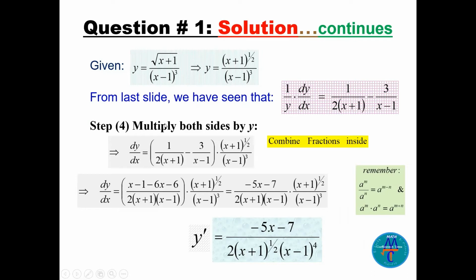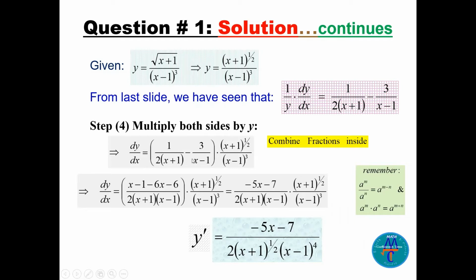All right. Let's multiply, because we need dy over dx. We multiply by y on the right and on the left. See, we get dy over dx. We get all this. See this expression here? All that times the y. See, this is the y here. x plus 1 power half over x minus 1 cubed.